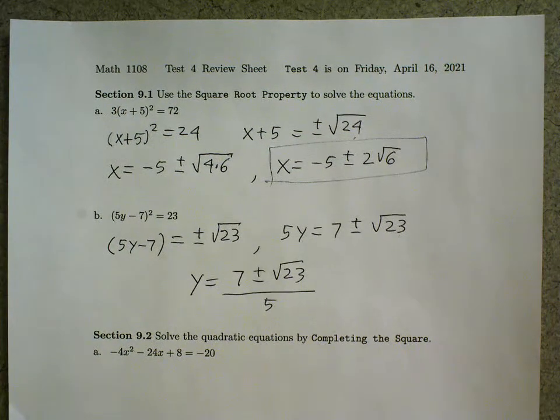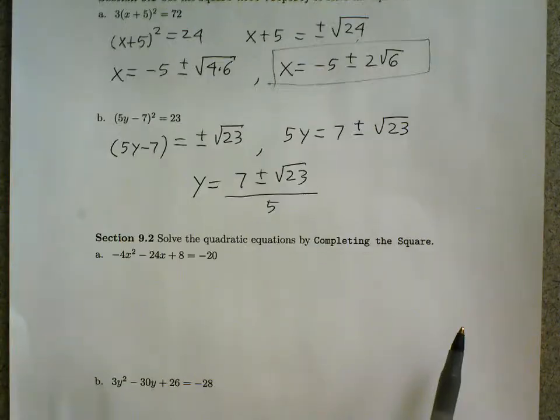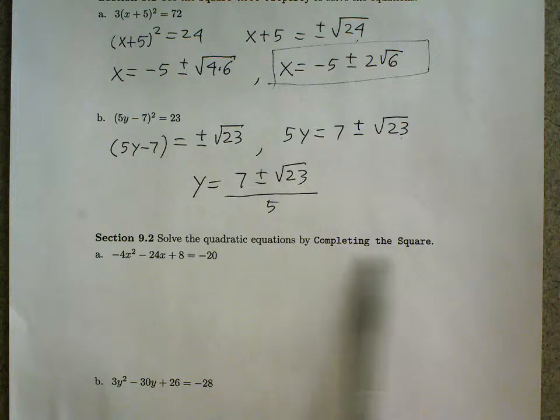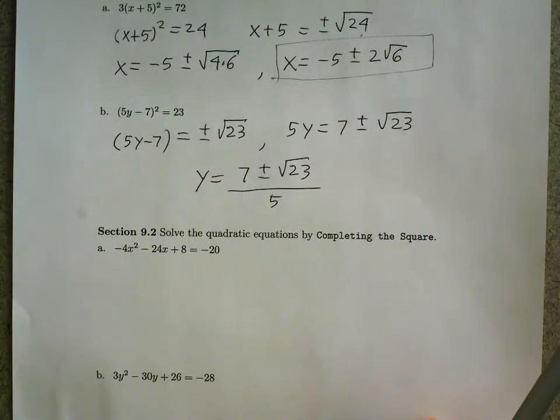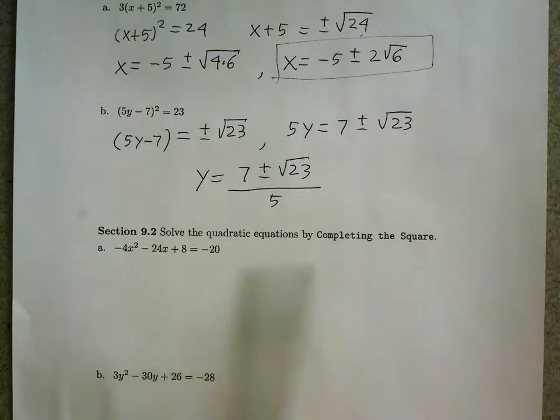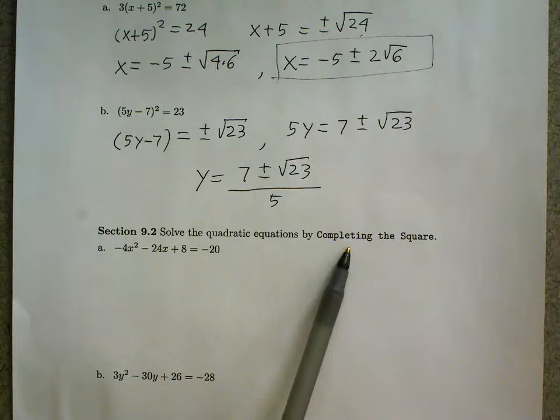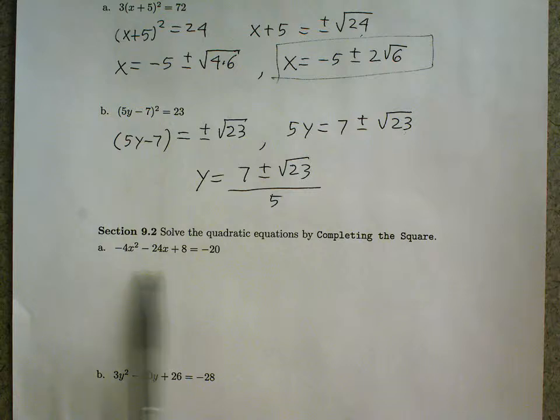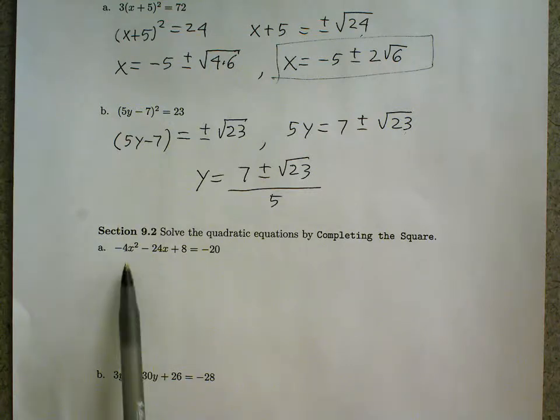In section 9.2, we learned how to solve quadratic equations by the completing the square method. So when we apply this completing the square method, we want the x squared term and the x term by itself on one side. And then if necessary, we divide every term on both sides by the coefficient of the x squared term. Then we complete the square.